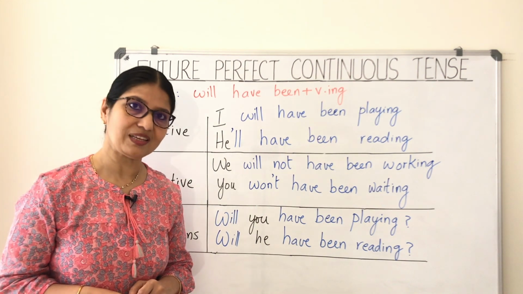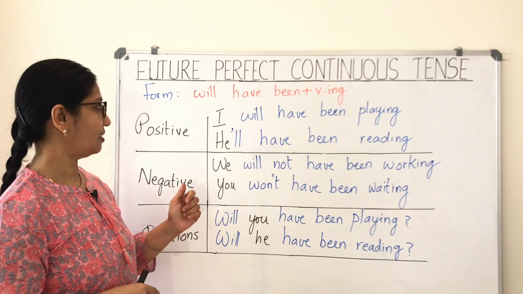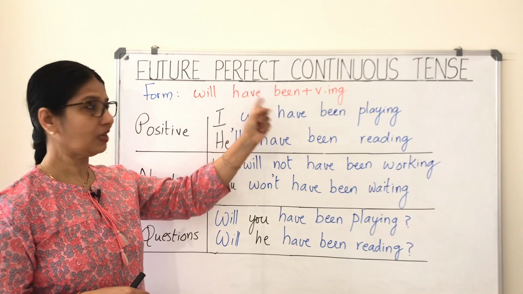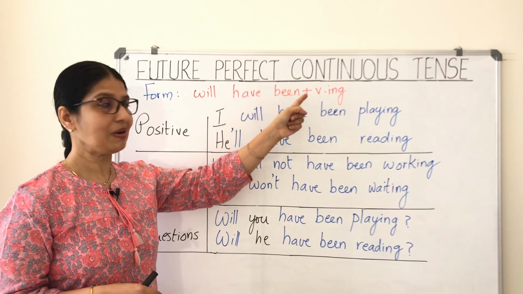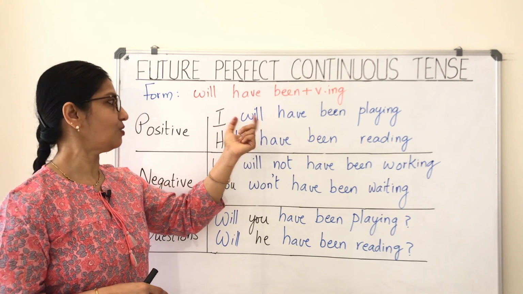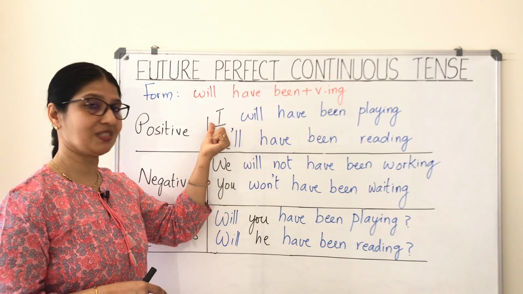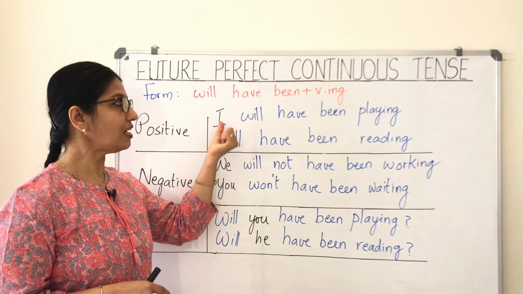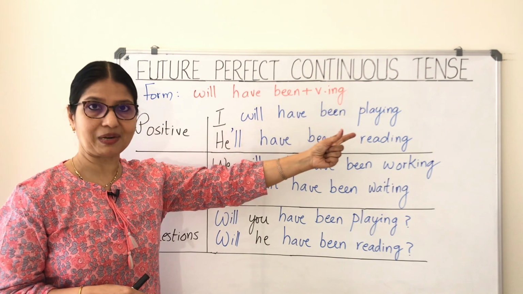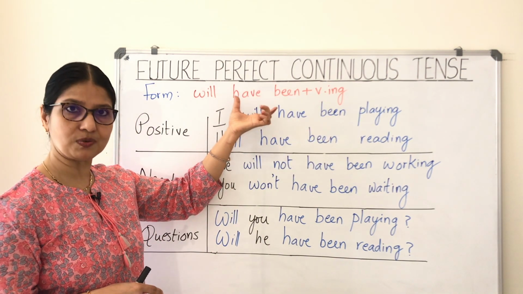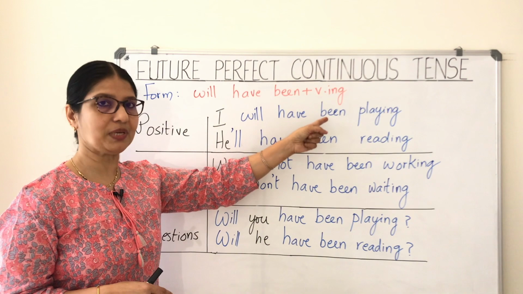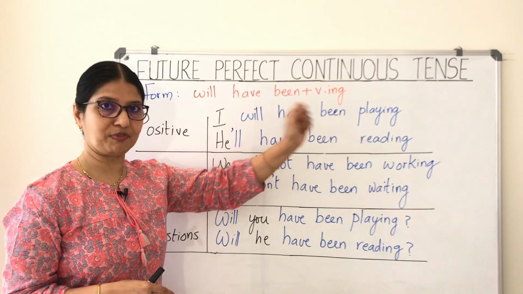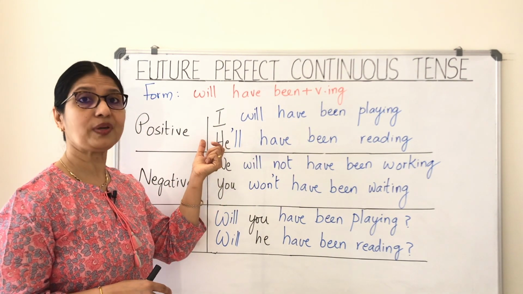And let's begin with the positive sentences. So here you have the form on the board, will have been plus the ing form of the verb. So here I'm using the first person singular I. I will have been playing. The same form is used, will, have, been, and the ing form of the verb. Now we move on to he.